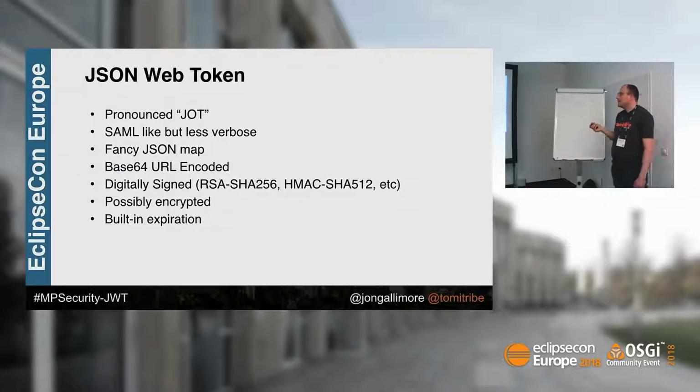But basically, it's a way of encoding the token. And so what we do is we create this fancy key value pair map of values, and those key value pairs are called claims. So we put those in a map, and it's in JSON format. And then we base64 encode that map, and then the token then gets digitally signed using an RSA private key.